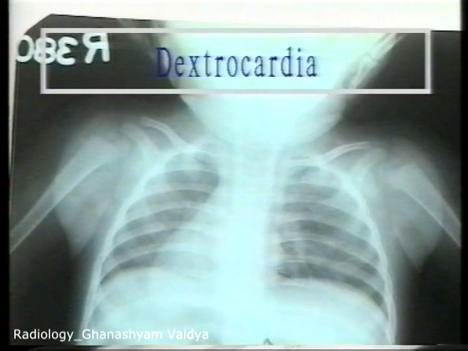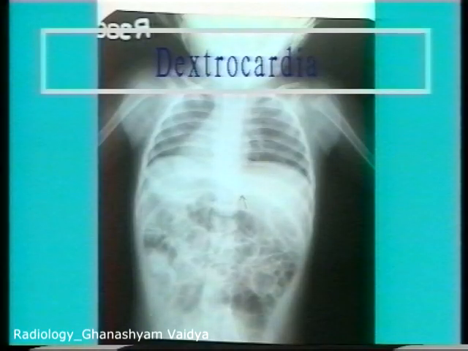In this child, there is dextrocardia with the apex on the right side and aortic knuckle on the right side. Now note that the air in the stomach and intestines is located on the right side with the liver shadow on the left. This is situs inversus, where all abdominal organs are also on the opposite side.